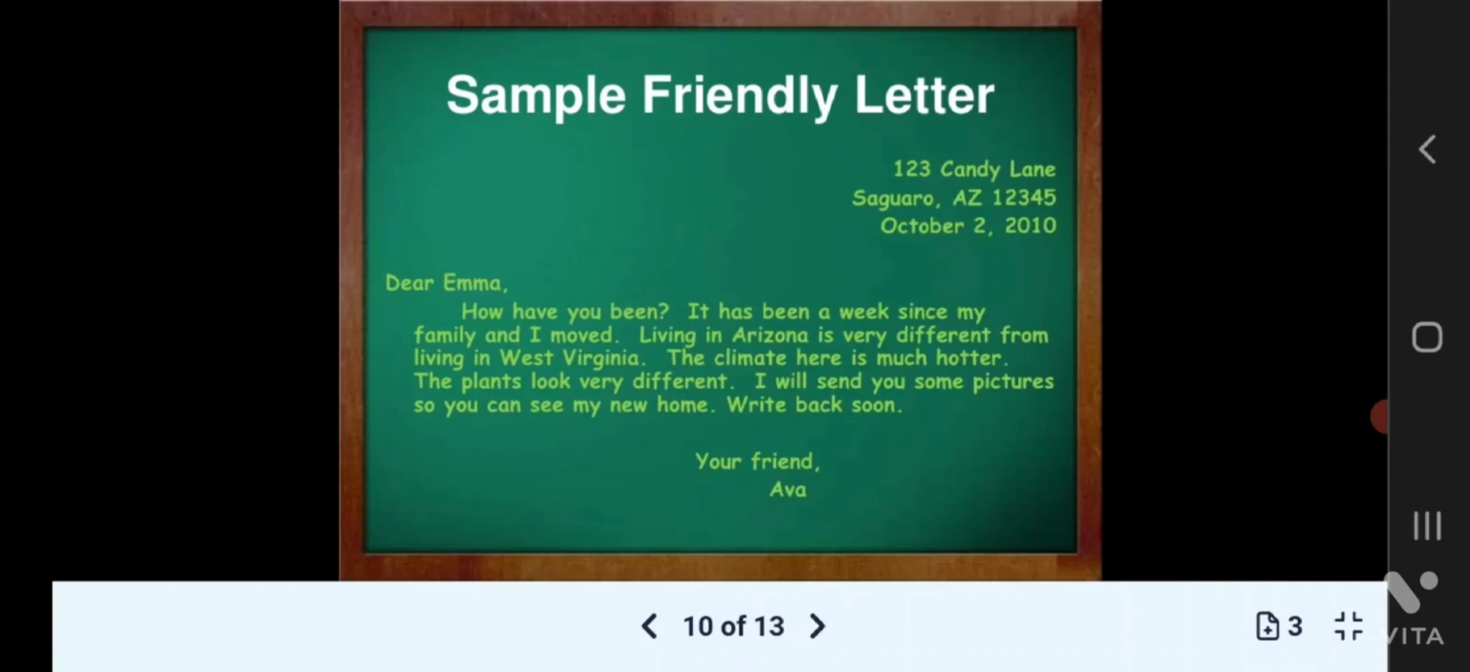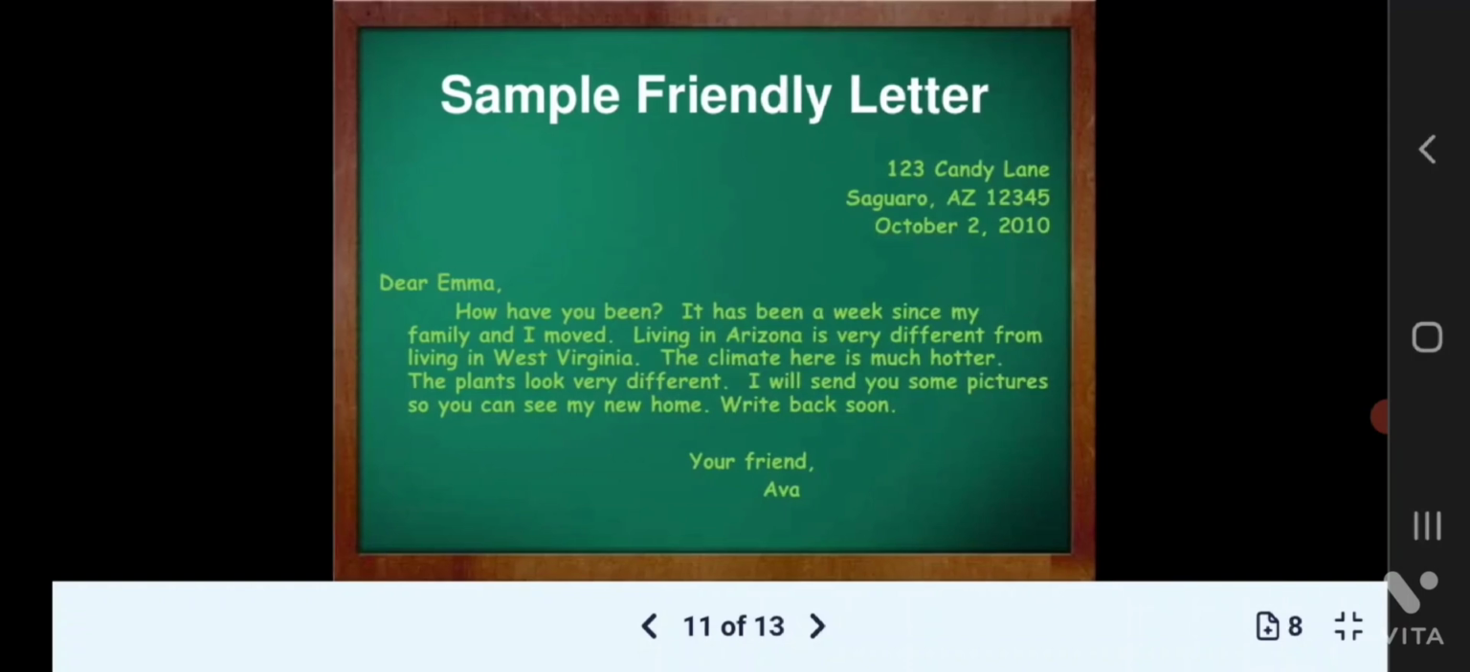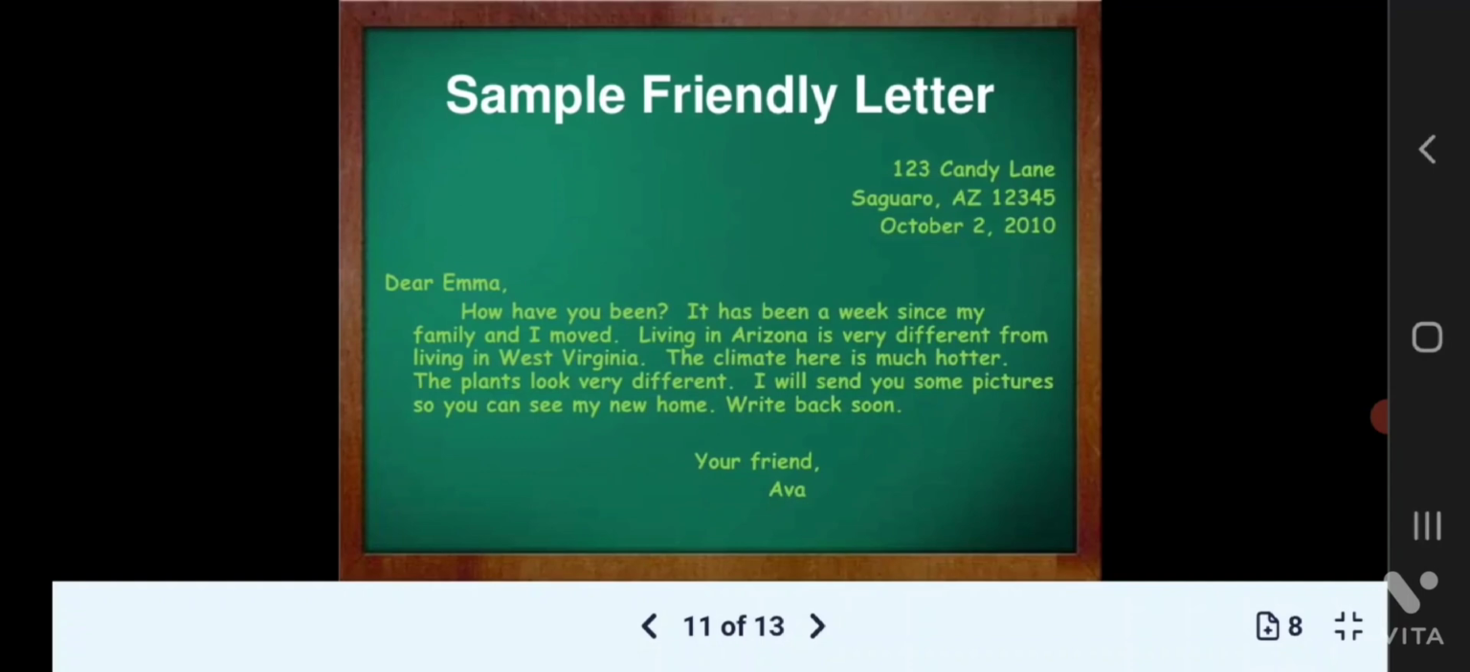It has been a week since my family and I moved. Living in Arizona is very different from living in West Virginia. The climate here is much hotter. The plants look very different. And I will send you some pictures so you can see my new home. Write back soon. Your friend, Ava.